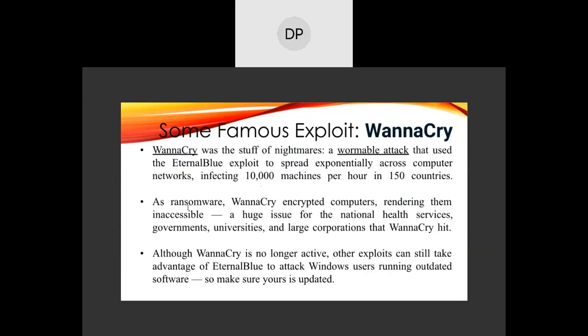As a ransomware, WannaCry encrypted computers, rendering them inaccessible. It was a huge issue for the National Health Services, governments, universities, and large corporations that were WannaCry victims. Although WannaCry is no longer active, other exploits can still take advantage of EternalBlue to attack Windows users running outdated software. So make sure your Windows is updated with all security patches installed.